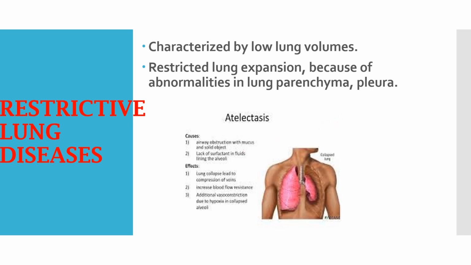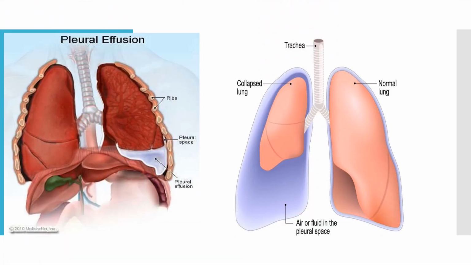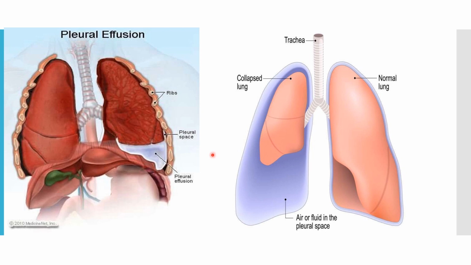So we will see a few disease types. The pleural effusion, what does it mean? There is accumulation of fluid in the pleural cavity. And this picture is of pneumothorax. So in the pleural cavity, there is entrapment of air or fluid in the pleural space, and that will reduce the size of the lung.